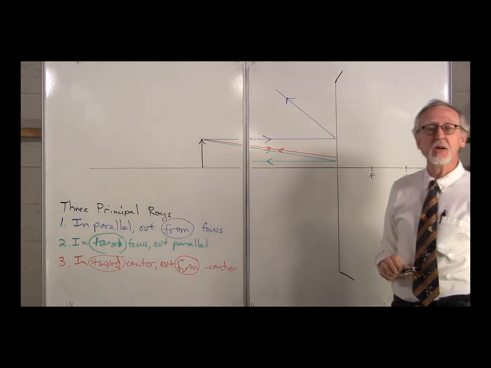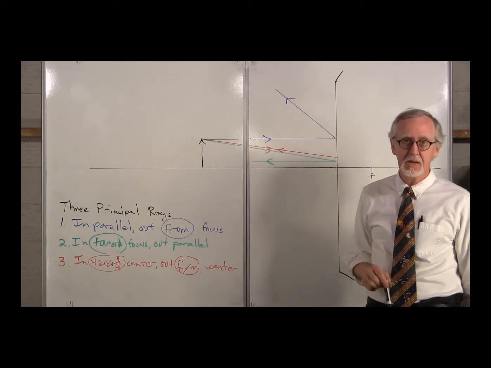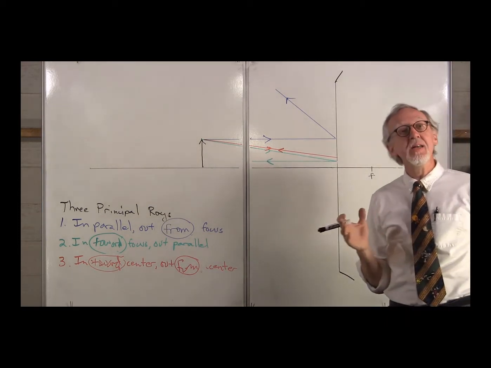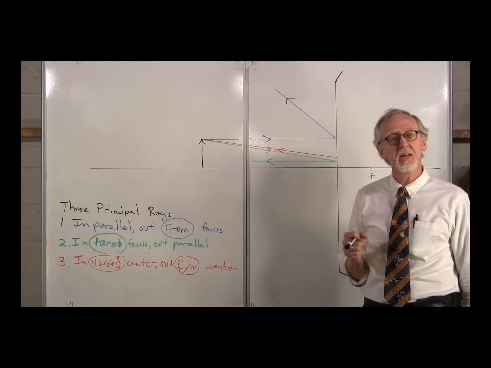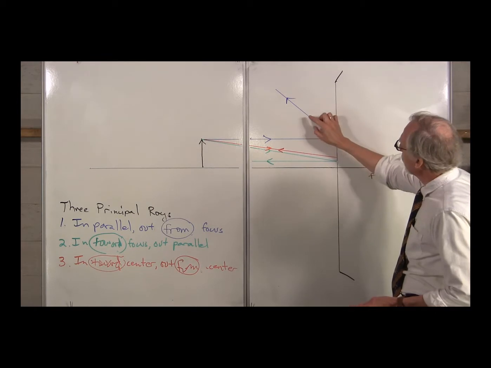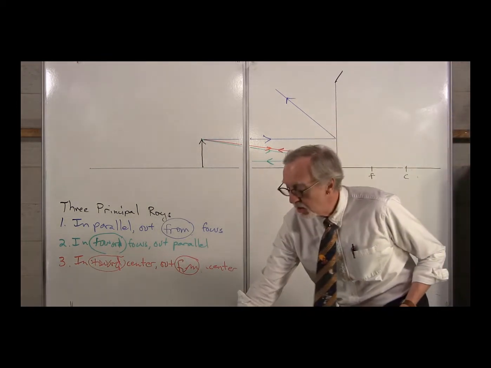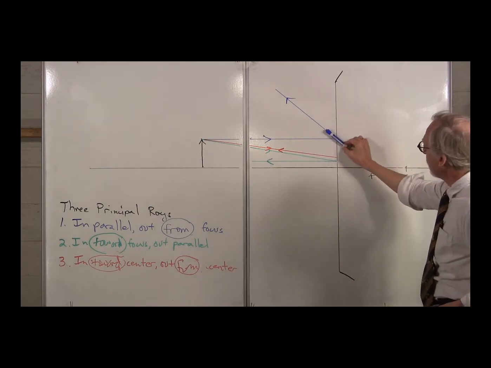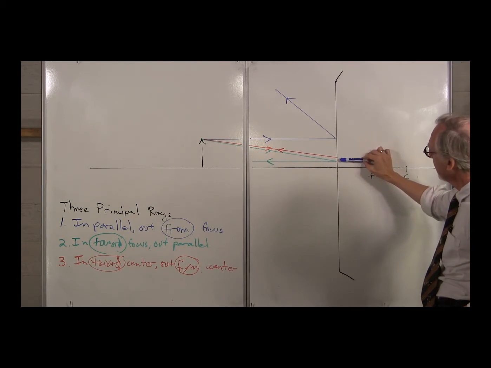Do they cross each other? They do not. They do not physically cross. What do we not have in that case? We do not have a real image. However, let's notice, if we were to trace these reflected rays back, we notice that the reflected rays seem to come from the same point back here.